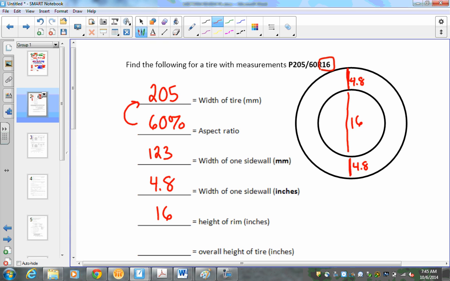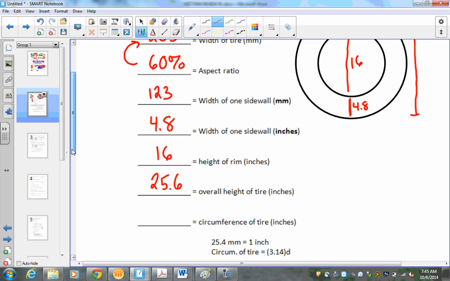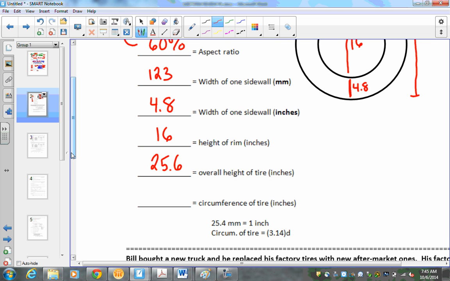So the overall height of my tire is the two sidewalls with the rim added. So I get a grand total overall height of 25.6 inches. Now I'm going to figure out the circumference of the tire by applying pi to that, multiplying by pi. I get an answer of 80 inches. We'll just say 80.4 inches. And we're going to stop right there.